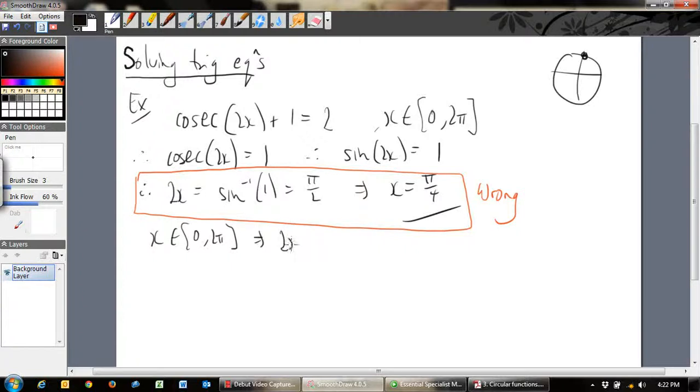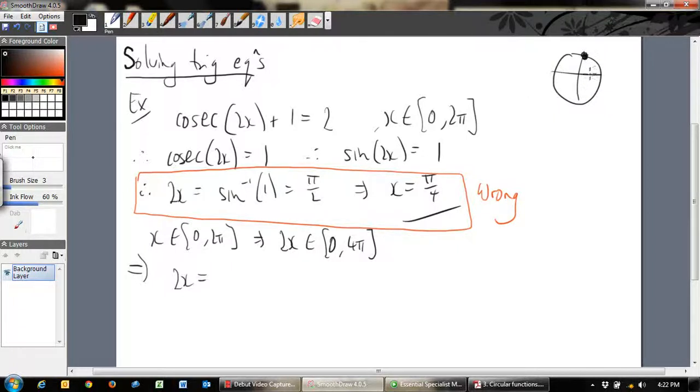Therefore, what range is 2x in? That means 2x ranges from 0 to 4 pi. Okay, and that means that when we solve this, we need to look at values for 2x between 0 and 4 pi. So this is critical. Okay, so when we say that sine 2x is equal to 1, we need to write, when we say that 2x equals, we need to write down all the solutions from between 0 and 4 pi. So we said this is correct.